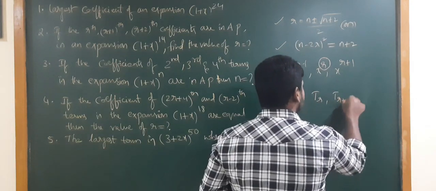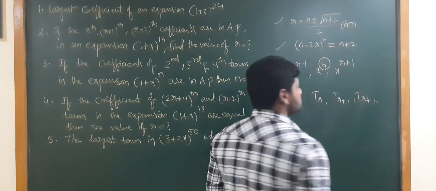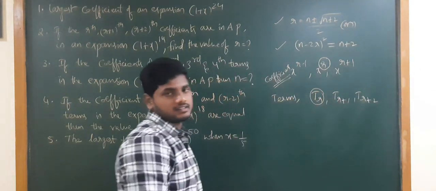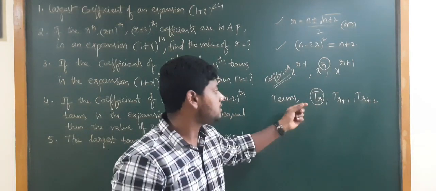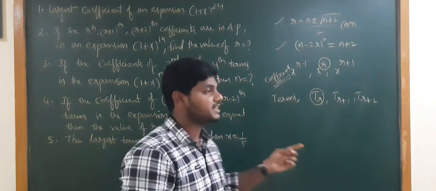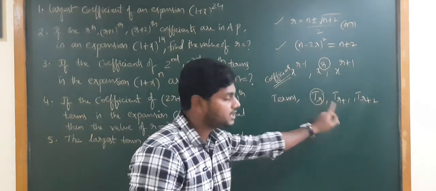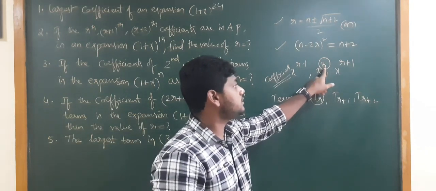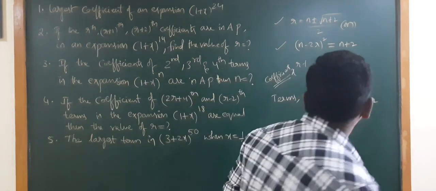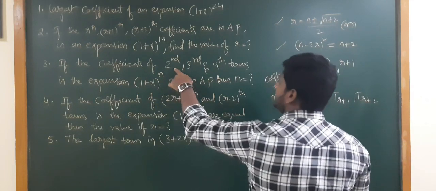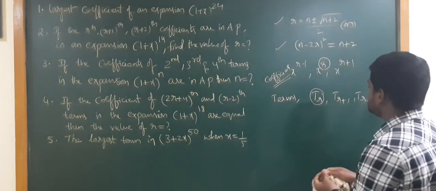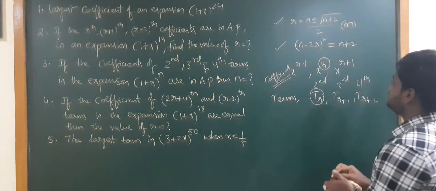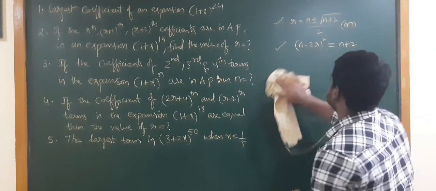If they discuss terms, t r, t r plus 1, t r plus 2, then this one we will consider as r. Remember, if they discuss terms, that particular term we consider as the r value. When they are discussing coefficients, this value we need to consider as r. Now they are discussing coefficients of second, third and fourth terms. That means we need to consider the r value as 2.